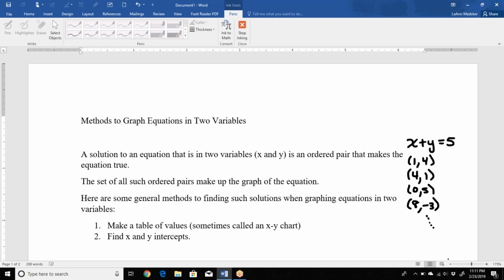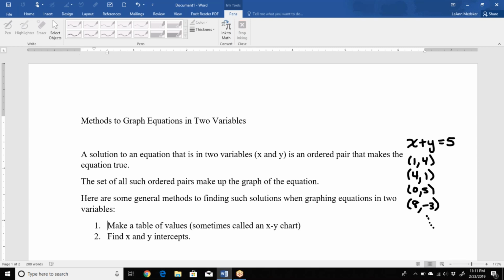So when you're graphing, a lot of students don't realize what we're actually trying to accomplish. We're trying to give someone a visual representation of all the true statements that we could create with these ordered pairs. So it's essentially all the possible answers to the equation that we can represent using the graph.